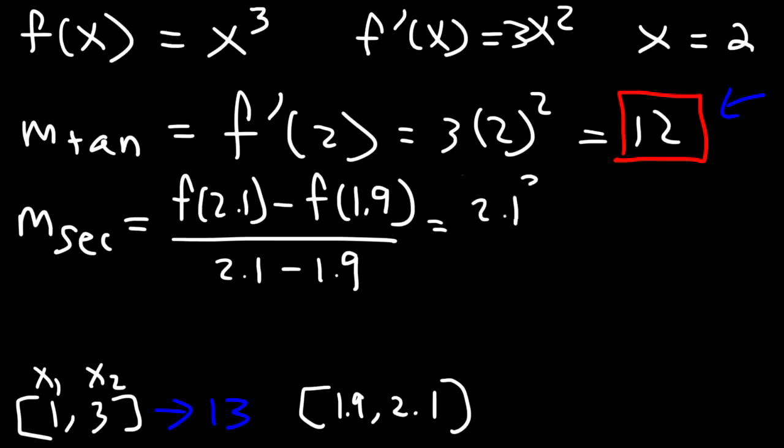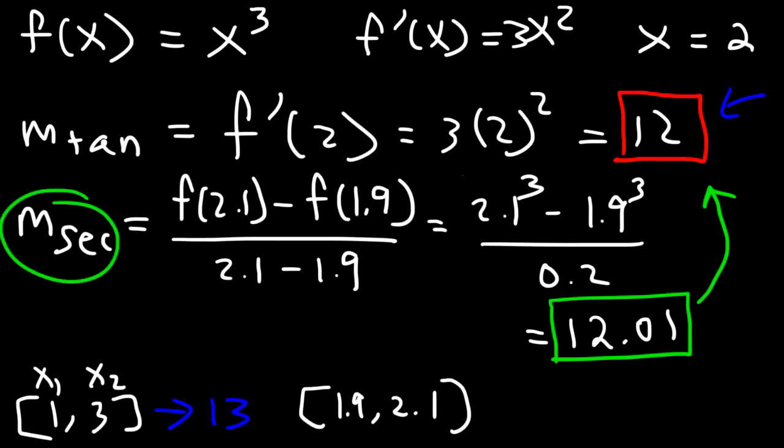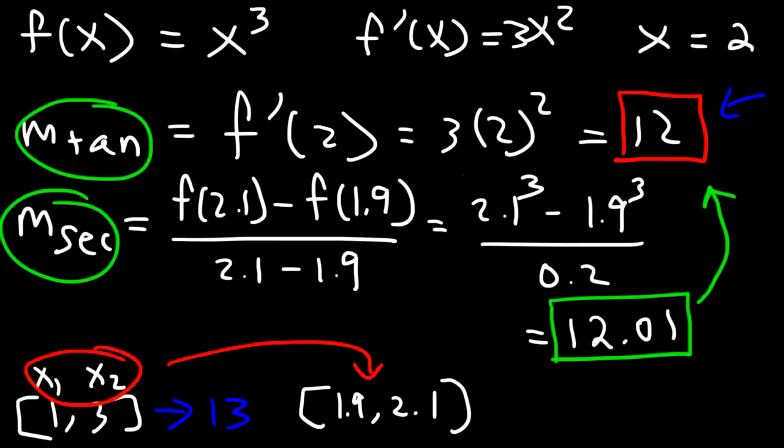So that's going to be 2.1 to the third power minus 1.9 to the third power. 2.1 minus 1.9, that's 0.2. So if you plug this in, you should get 12.01. And notice that this is a very good approximation to the slope of the tangent line. So notice that the slope of the secant line approximates the slope of the tangent line as these values get closer and closer to 2.